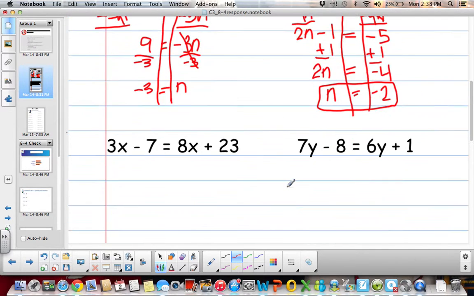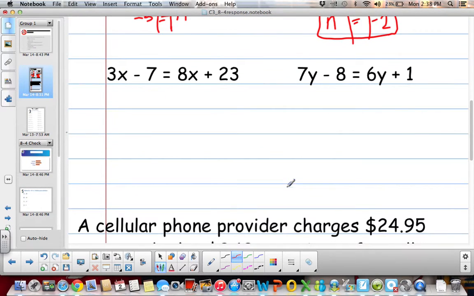Okay, let's do 2 more. 3x minus 7 equals 8x plus 23. Okay, this time it might make more sense for me to move my 3x over to here and then move my 23 over to here. It might get a little tricky with negatives, but we'll see how it works.